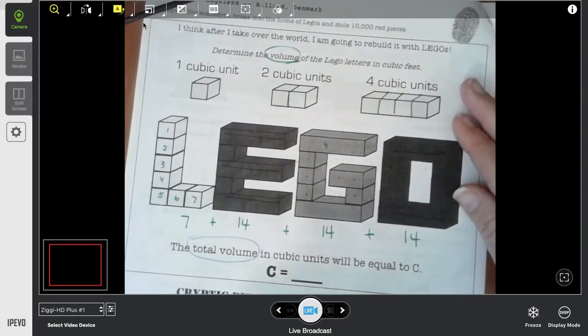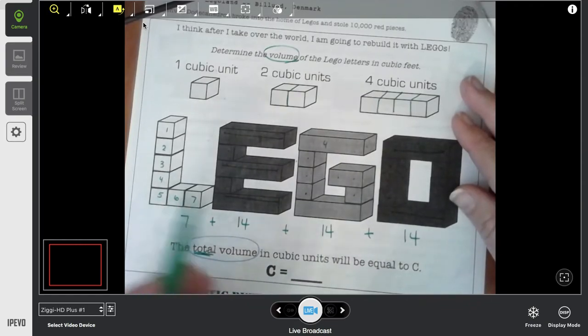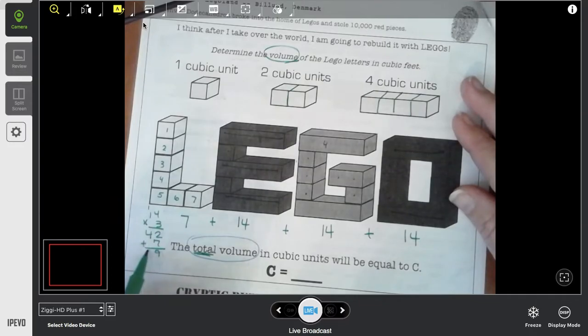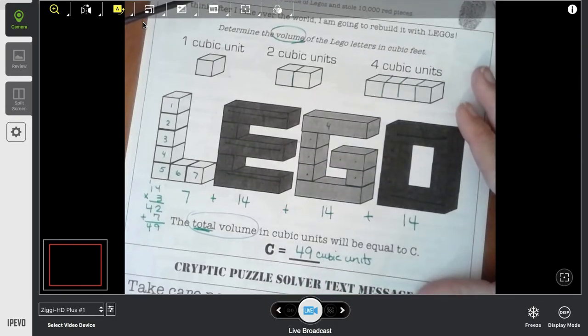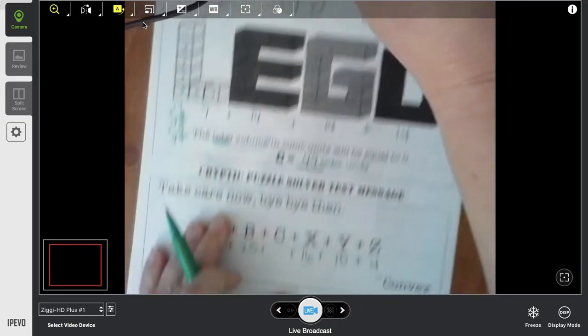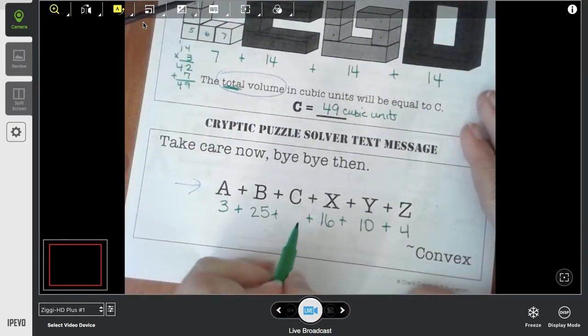All right, so let's add them up for the total volume. 14, I'm going to do 14 times 3 because there's 3 of them, and get 42, and then add my 7. So our total volume is 49 cubic units. So we'll go down here to our final solver and put in 49.